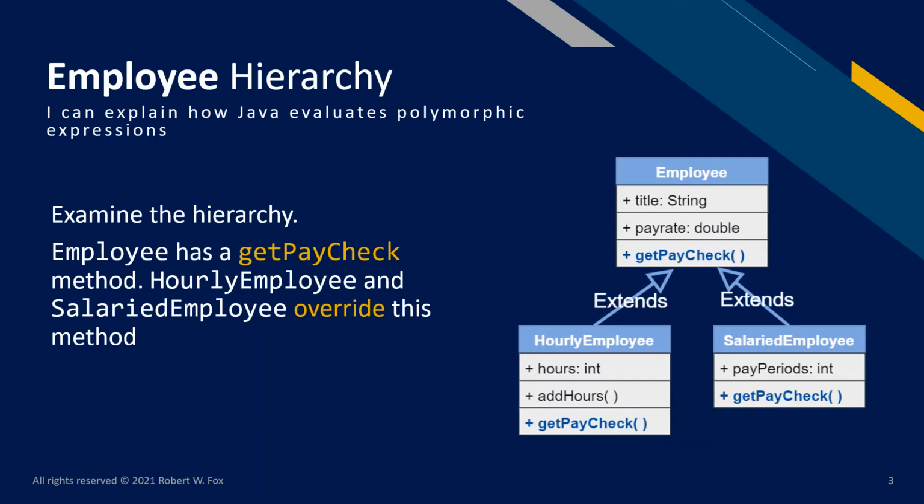The examples we use today are going to be based on the hierarchy on the right. Notice we have a superclass Employee. Employees have a job title and a pay rate. And we also have two subclasses, HourlyEmployee and SalariedEmployee. Now, there's some details we don't care about so much right now, but one thing you really want to pay attention to is that the Employee superclass has a method called getPaycheck, and it returns the employee's paycheck as a string. HourlyEmployee and SalariedEmployee override this method.